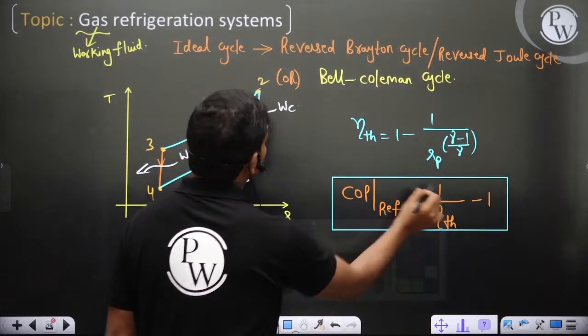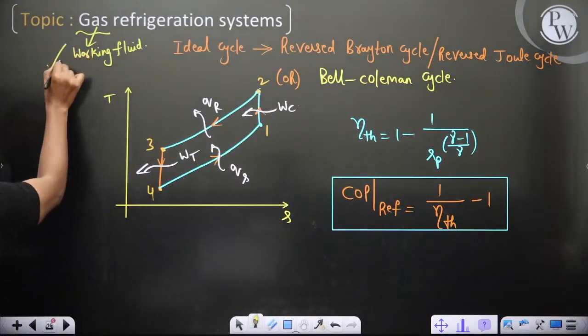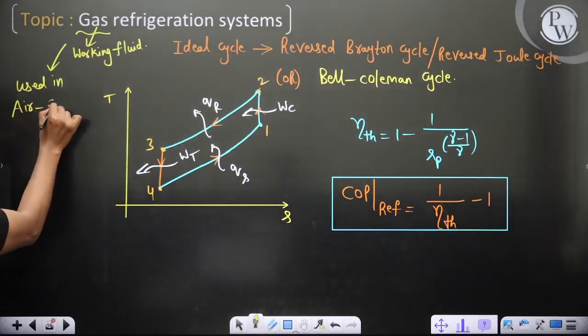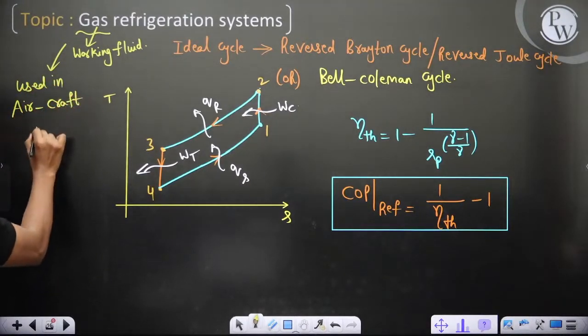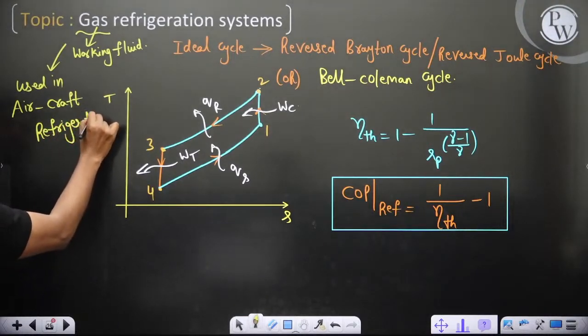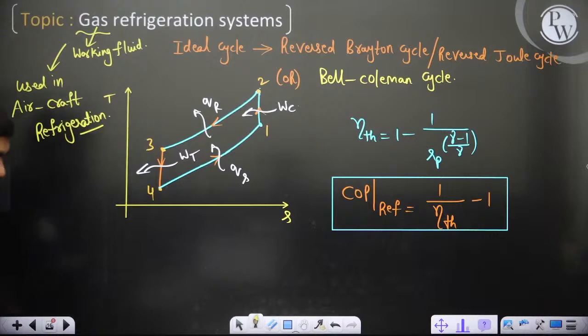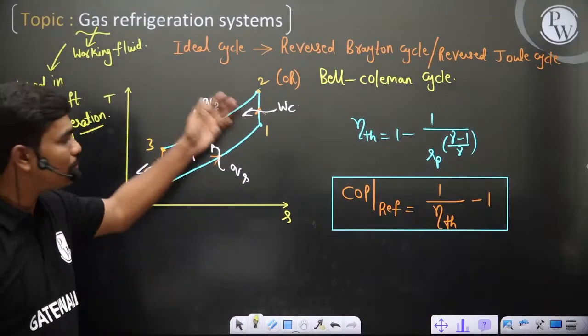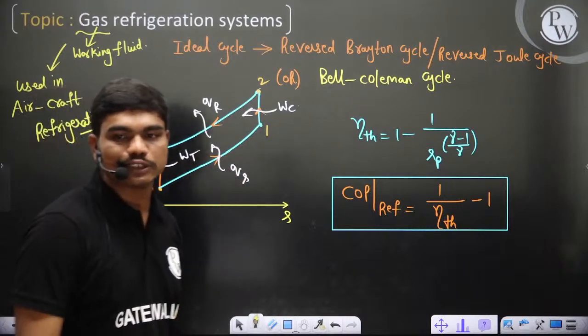So this is used in aircraft refrigeration, because normally in the aircraft we have to produce certain temperatures which are low. So this is the cycle which is used, and much analysis of this cycle I have already given you in the case of Brayton cycles.